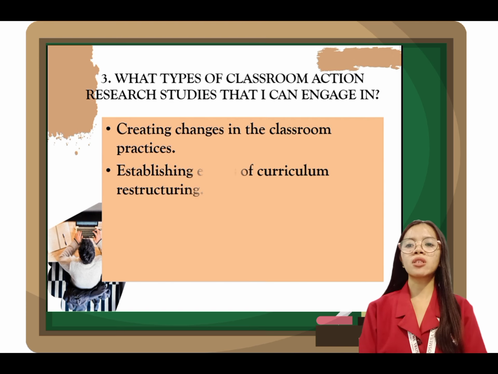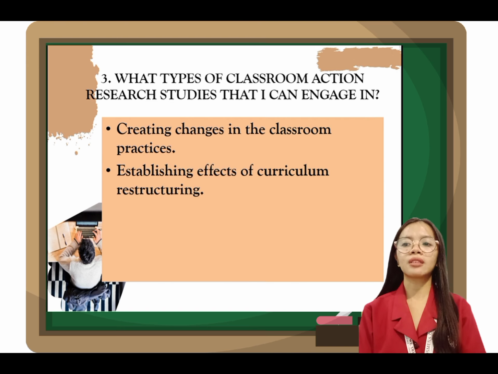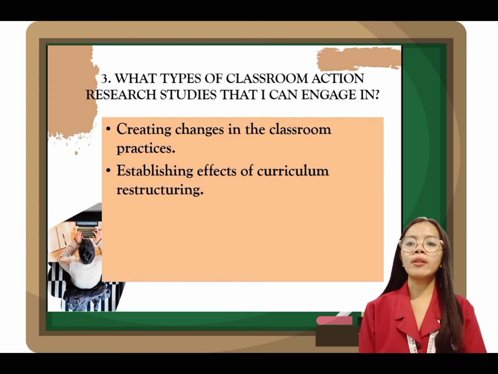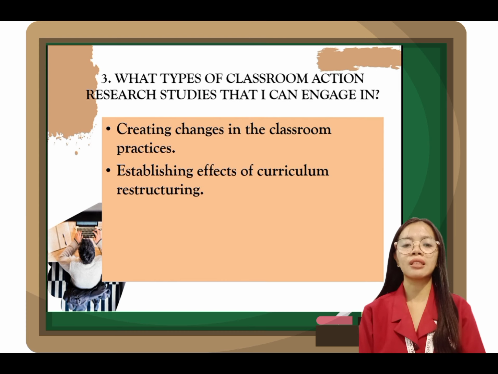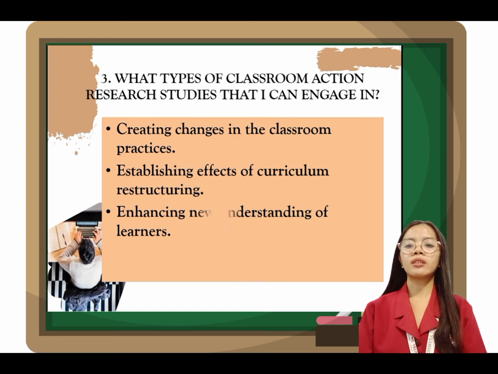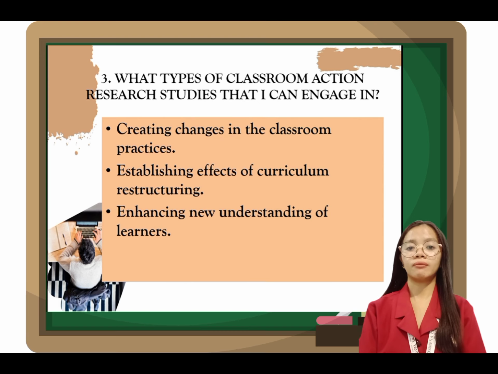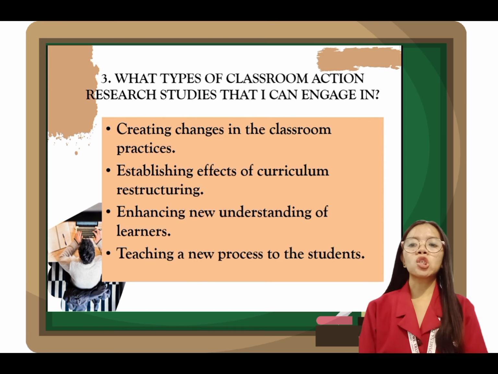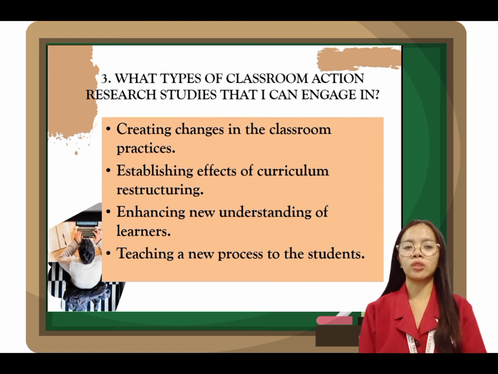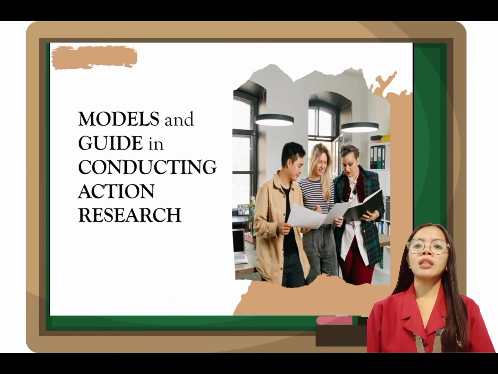The second is establishing effects of curriculum restructuring. Example, will the use of mother tongue enhance the reading skills of my learners? The third is enhancing new understanding of learners. Example, what happens when students get motivated? And the last one is teaching students a process. Example, how can I teach third graders to do reflection? The next discussion is about models and guides in conducting action research, to be delivered by the next report.